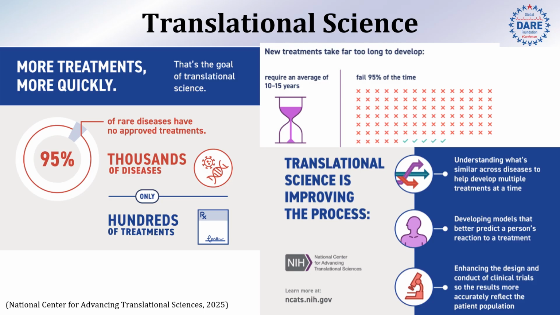Translational science focuses on making the treatment development process faster and more effective. Right now, developing a new treatment can take anywhere from 10 to 15 years, and unfortunately, most potential treatments never make it to patients. This is especially important in rare diseases where many conditions still have no approved therapies. Translational science and research works to improve this process by creating better disease models, improving clinical trial design, and identifying shared disease mechanisms that can help accelerate the development of multiple treatments all at once.